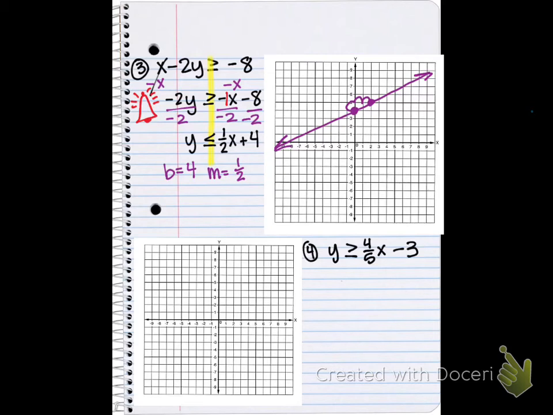Now we have to decide, do we want to shade this over or under? We have a less than or equal to sign. And what we wrote on the first page is if we have a less than or equal to sign, that means we shade underneath. It's less than. So let's do some shading right here.